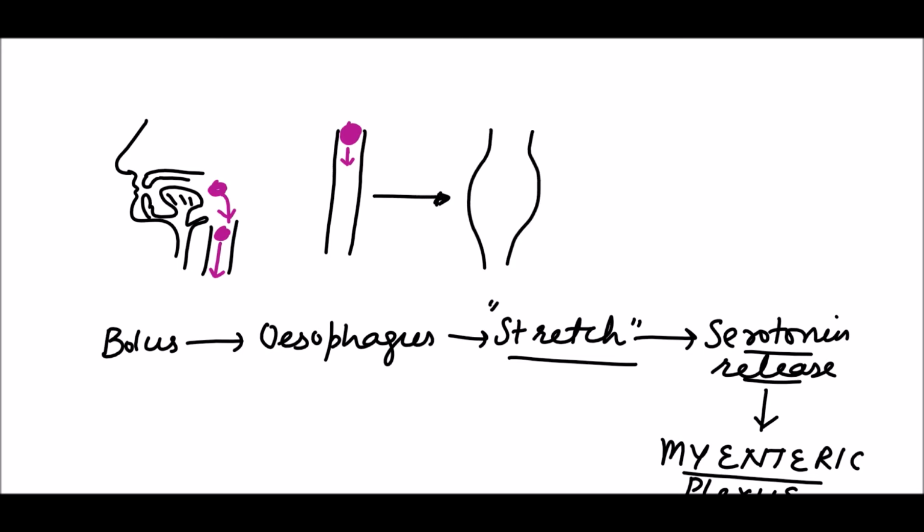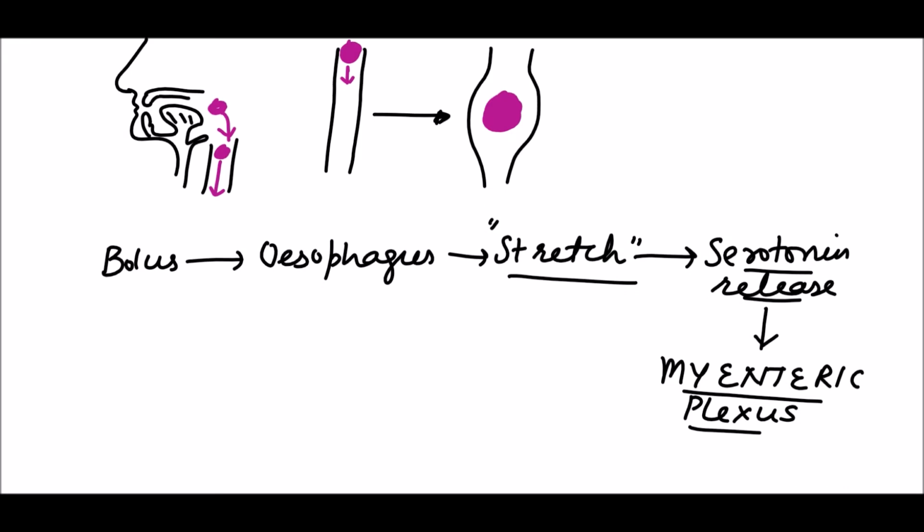So because of the bolus, there is stretch of the wall of the esophagus, and this stretch results in release of serotonin, which is a neurotransmitter and which causes activation of the myenteric plexus. Myenteric plexus is a component of the enteric nervous system. So here is release of serotonin, and this causes activation of the myenteric plexus. Now this myenteric plexus performs two important functions.